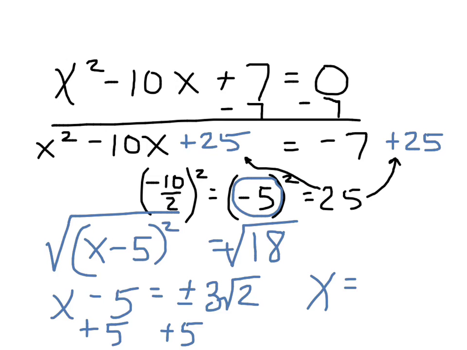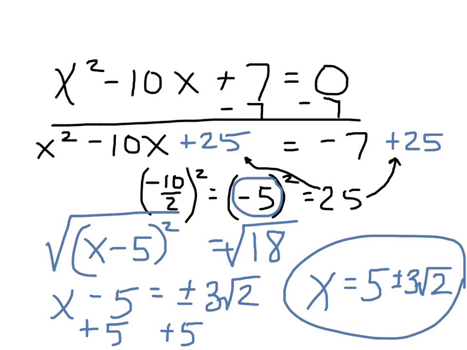What you do for that is you write it as 5 plus or minus 3 root 2. If it's got a square root left in the answer like that, then you just leave it as 3 root 2 plus or minus, and then you just add the 5 to the front of it. I'm done. This is my problem.